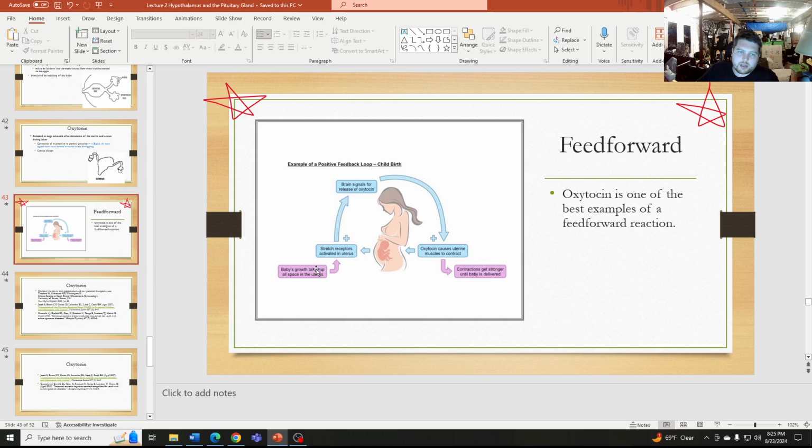So the baby takes up all the space in the uterus. The baby starts to send stretch signals, activating the uterus. The brain signals for release of oxytocin. Oxytocin causes uterine muscles to contract.